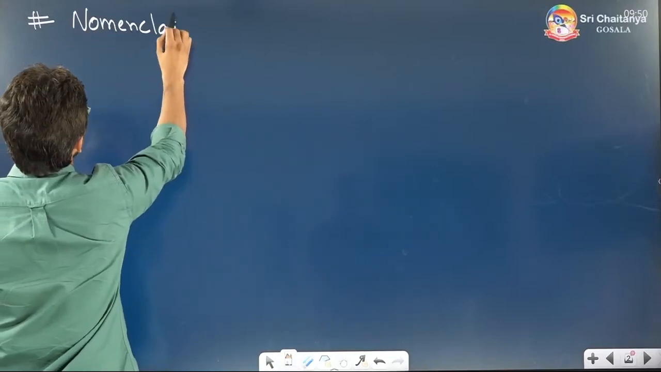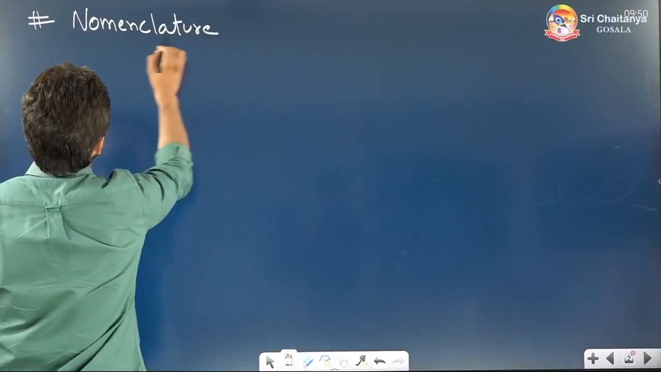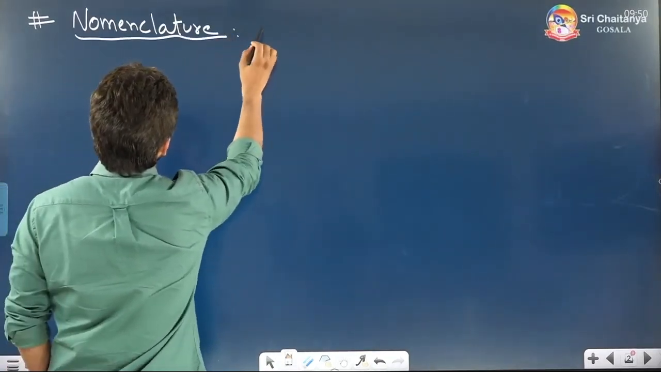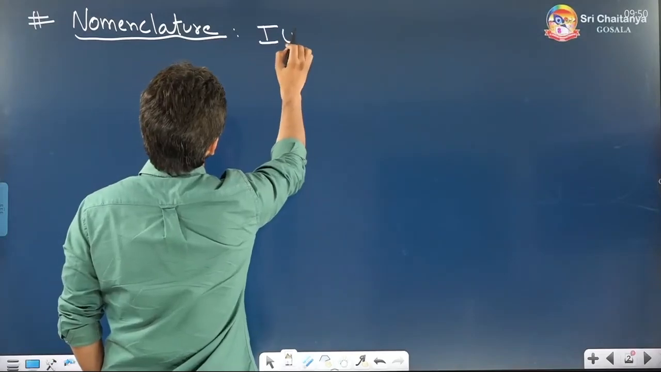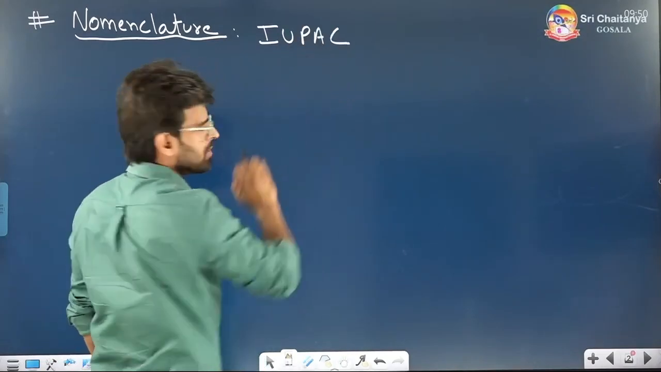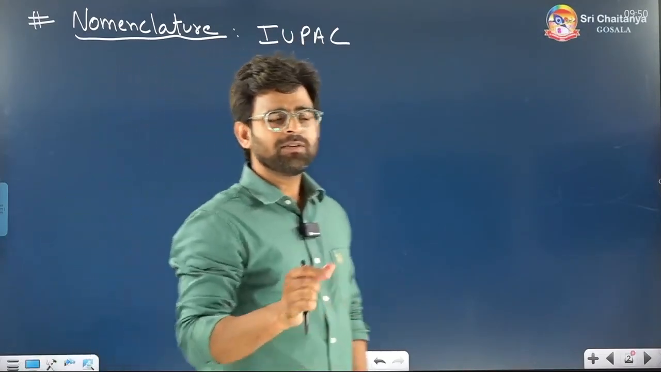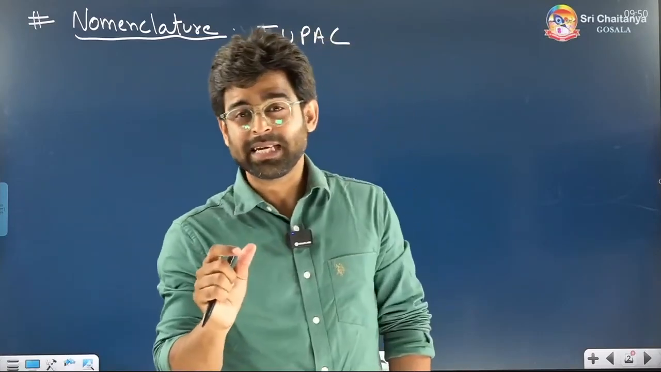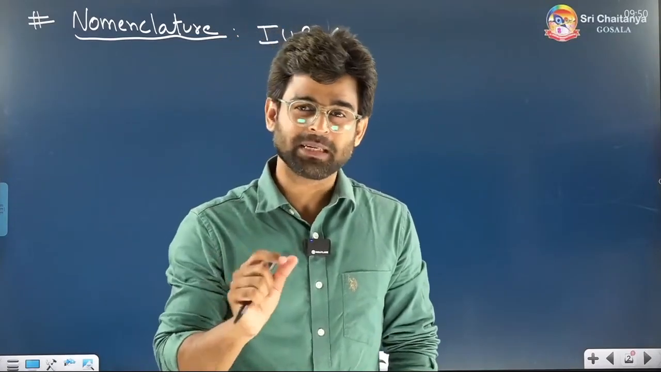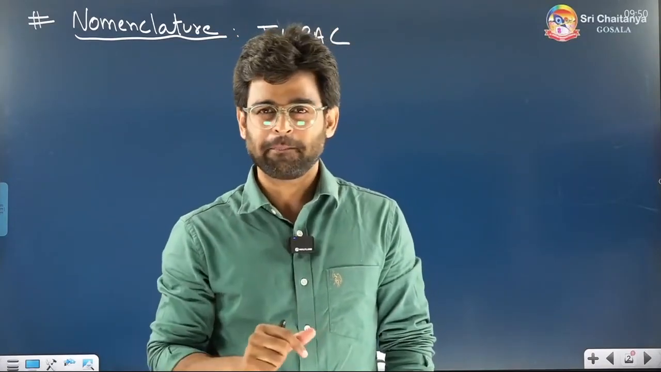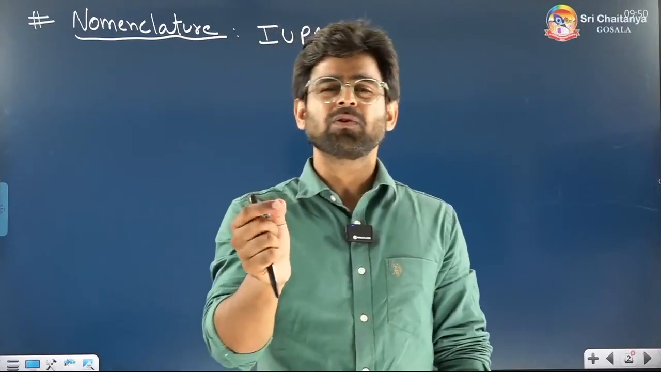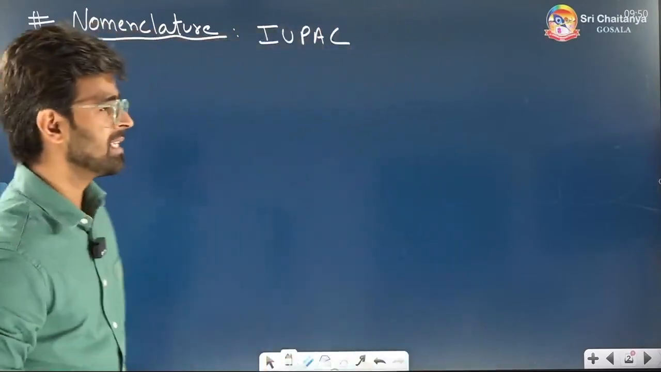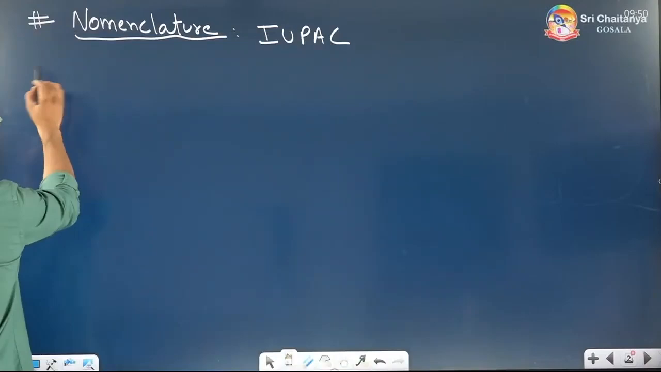We will discuss IUPAC nomenclature. Fine? We are discussing IUPAC nomenclature. So when you want to write the IUPAC name of an organic compound, which things are required? Basically, overall we need 5 things. Which 5 things? You have to see.